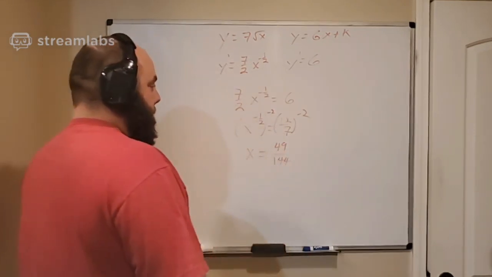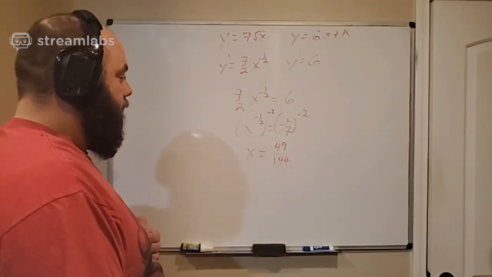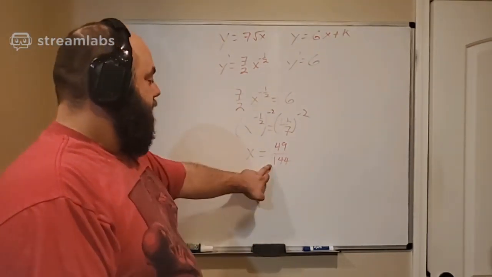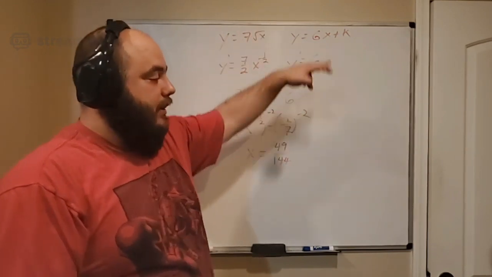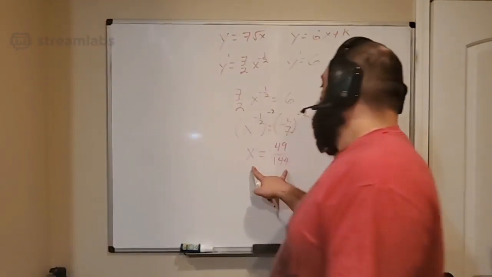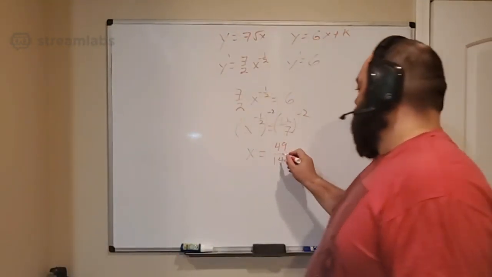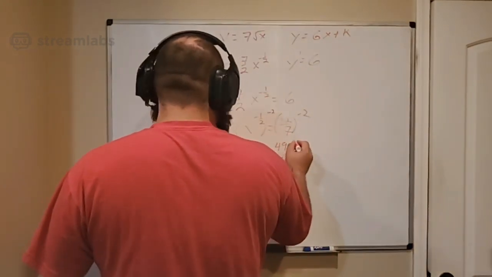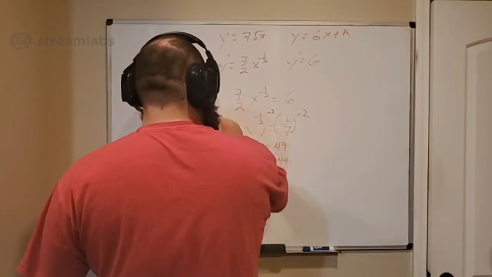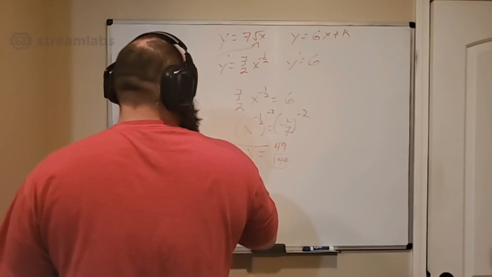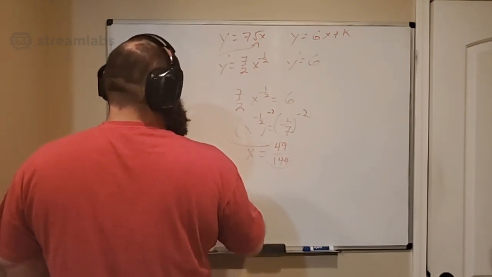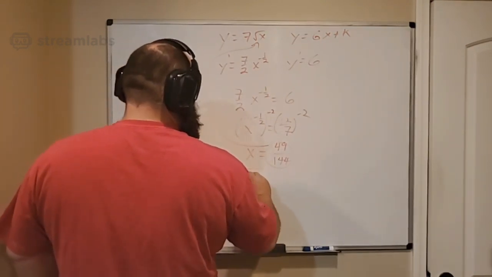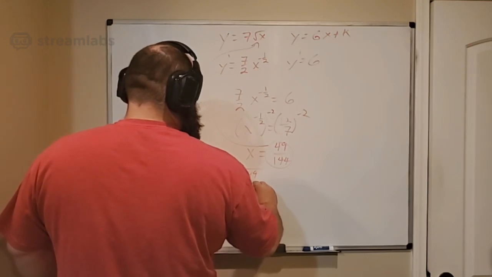Once I know x, I can plug x back in, find y, plug in over there. You'll see in a second, hopefully. But once I have my x value, I'm going to take this. Let's see which way I want to do this. Plug it back in there. So I get y is equal to 7 times root 49 over 144, which is 49 over 12.